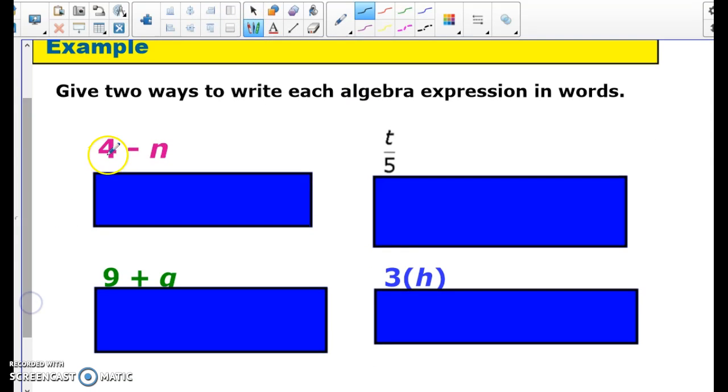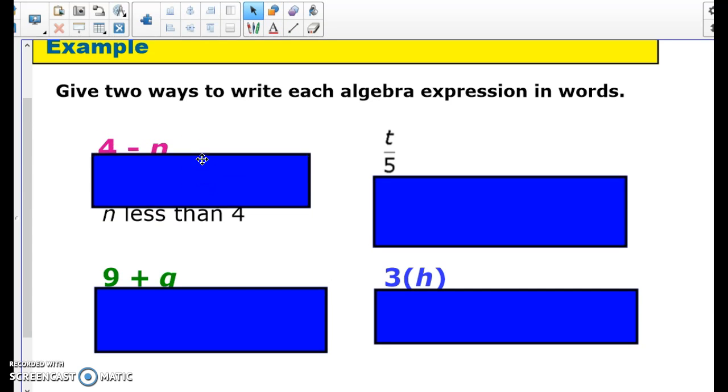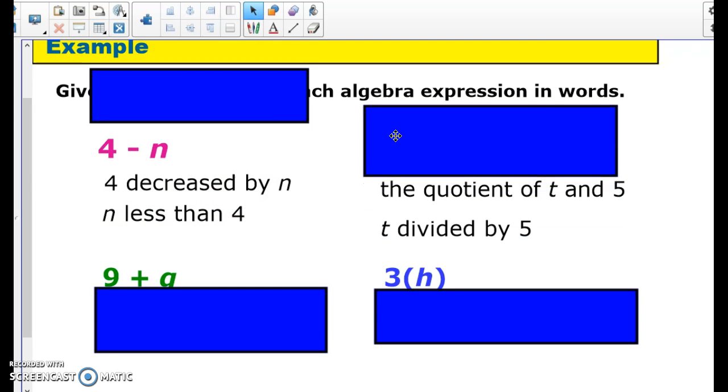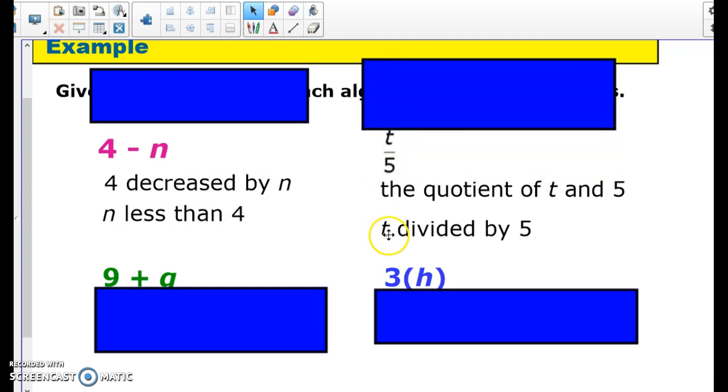And then some different ways we can write this. We see it says 4 minus n. You can literally write 4 minus n. Two ways that the book says it are 4 decreased by n, or n less than 4. This says t divided by 5. Again, you could write just t divided by 5, and there you go. The book even gave it as one of their examples. Or you could say the quotient of t and 5.